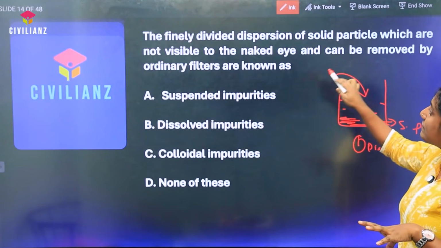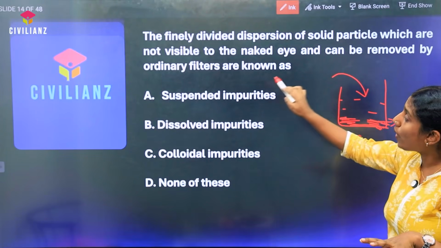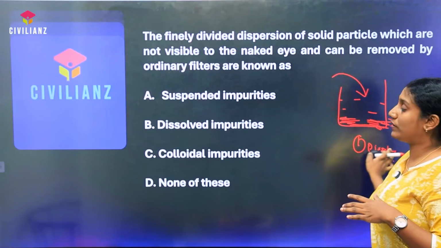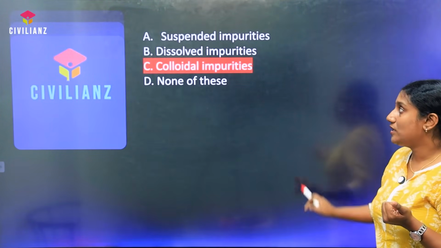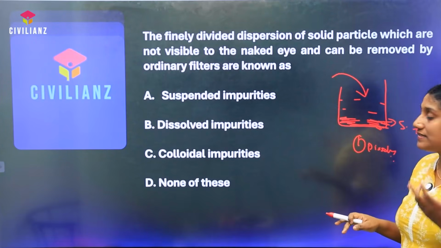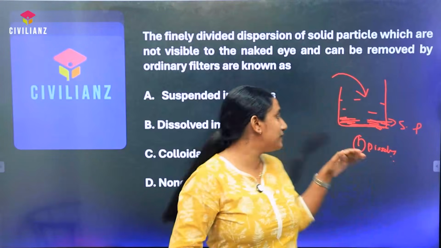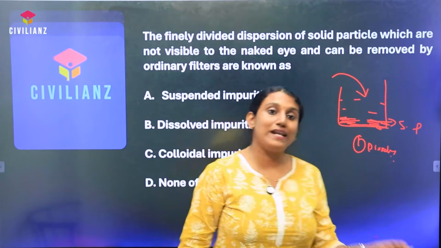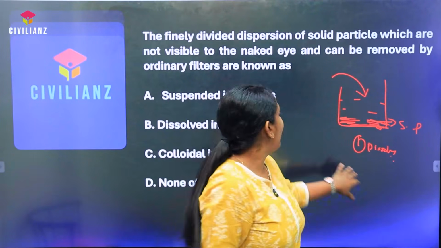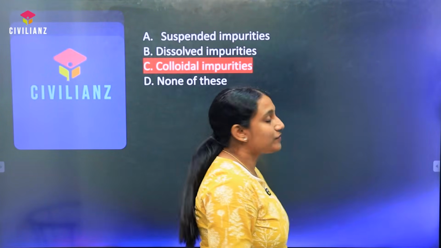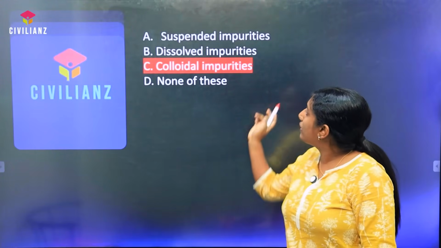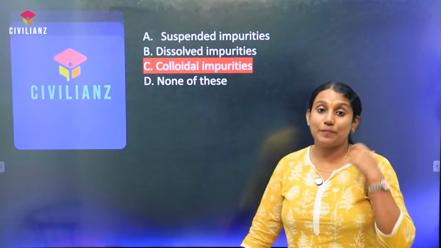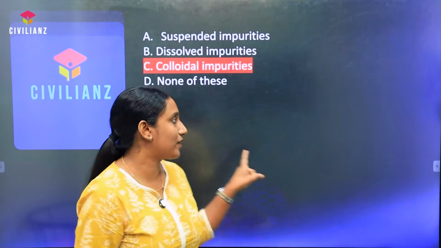So the finely divided dispersion of solid particles which are not visible to the naked eye, which one is that? Colloidal particles. Suspended impurities are present at the bottom side, at one end. The fully dissolved ones in water we cannot see. And the colloidal impurities, I have already given 2 examples. The colloidal particles we cannot see with our naked eye. So option C. This is a previous year question.